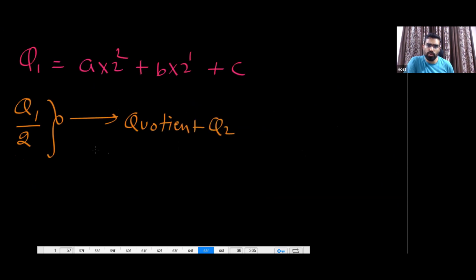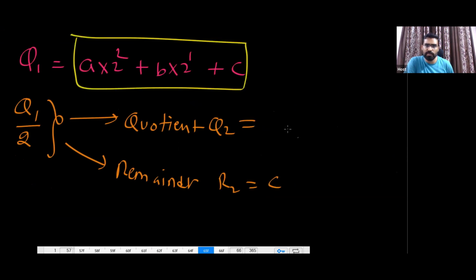What is the quotient Q2 and what is the remainder? The remainder R2. So the remainder R2 is C, and the quotient, when you divide this by 2, will be A into 2 plus B.